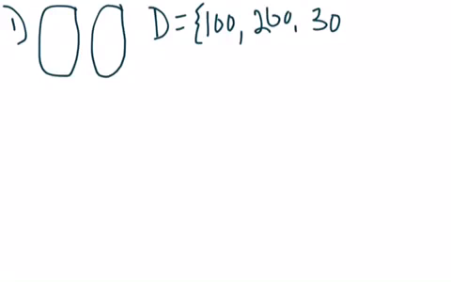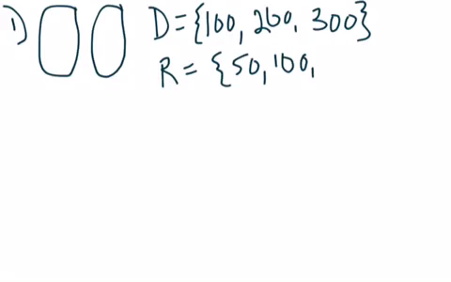If you will look at number 1 on the first page, it has them labeled as domain in the first bubble and range in the second bubble, and the instructions say to give the domain and range. Well, the domain in this case is 100, 200, 300 because it's the numbers in the first circle. The range is 50, 100, 150.